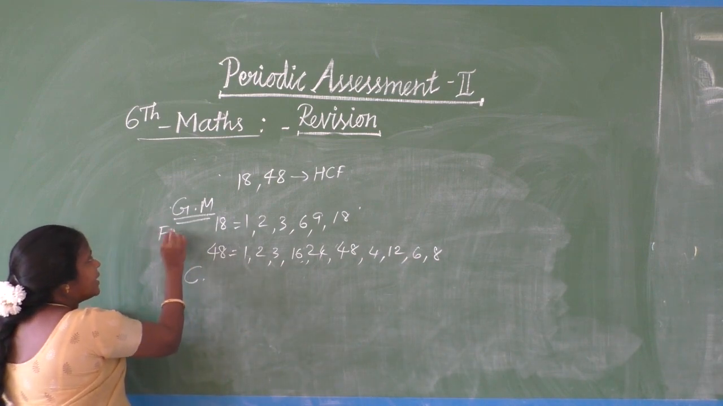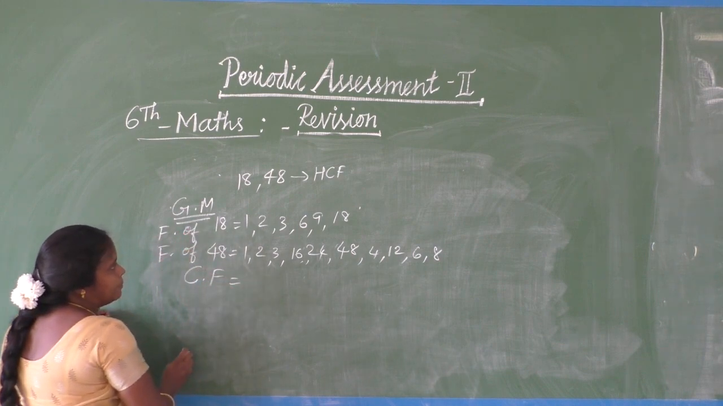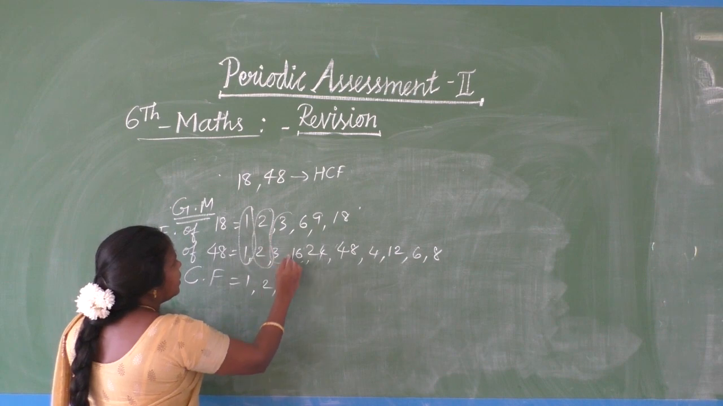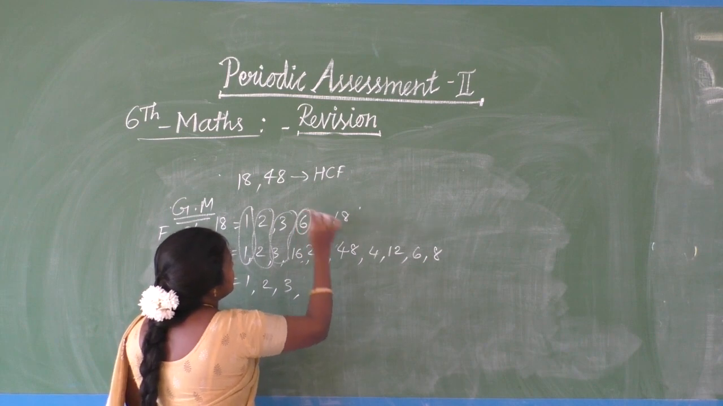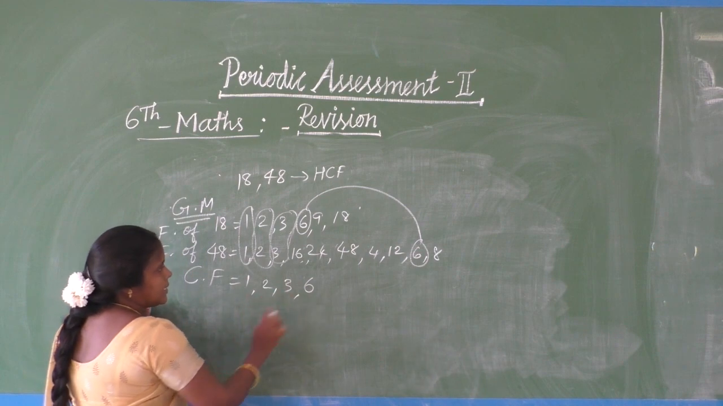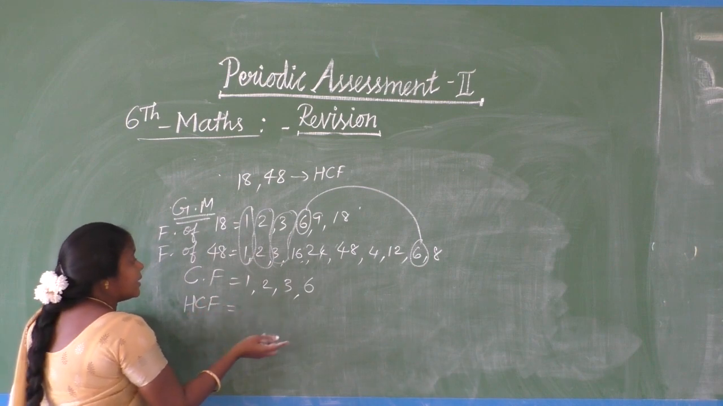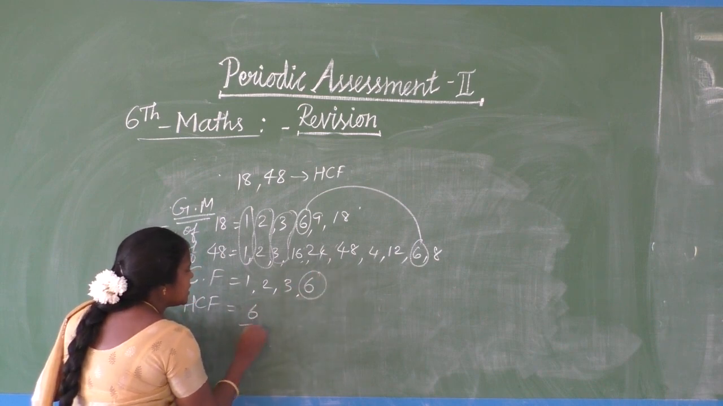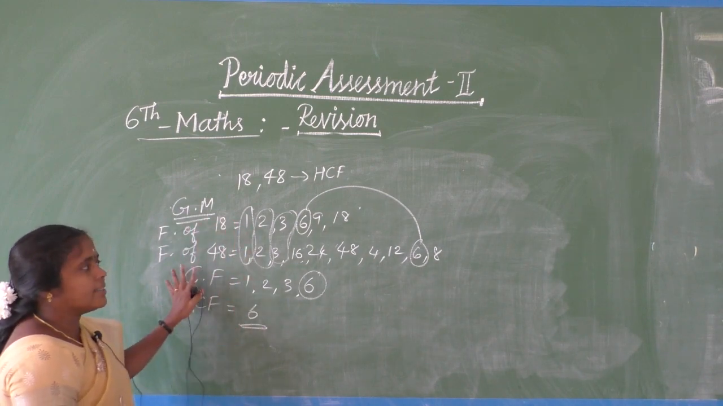These are all the factors. Now I am going to pick up the common factors: 1, 2, 3, 6. Clear? 1, 2, 3, 6 are the common factors. HCF means highest common factor, so in this category, the highest is the final answer. This is one type, where all the factors are involved.